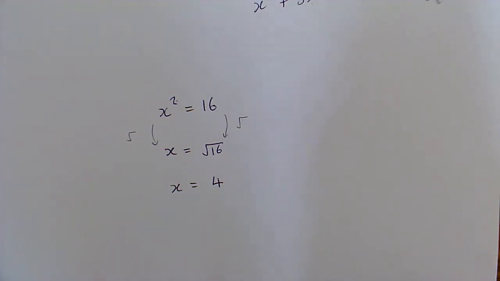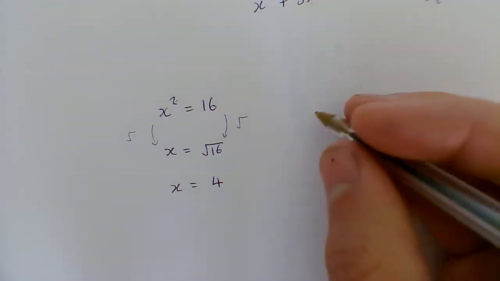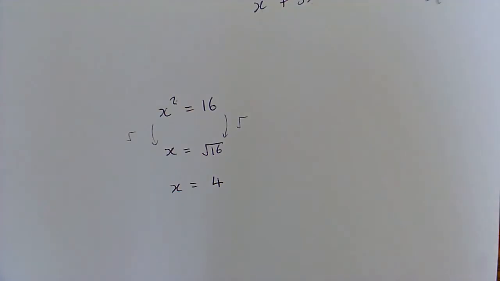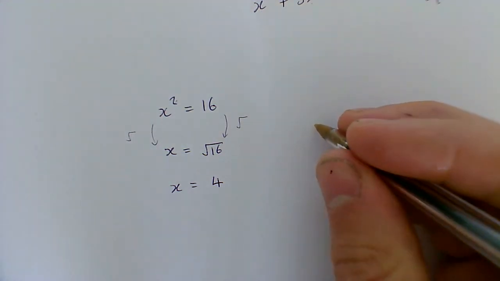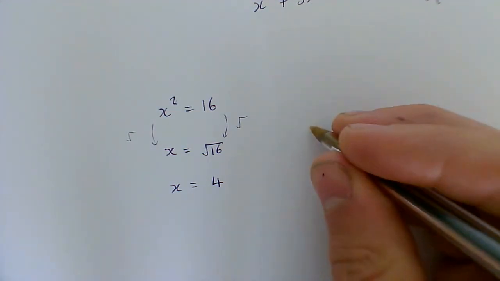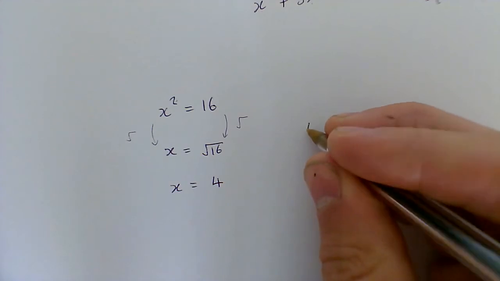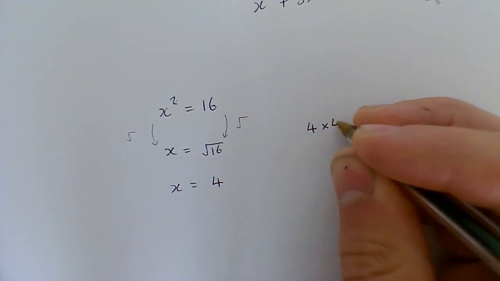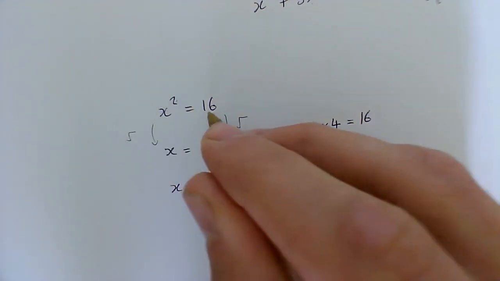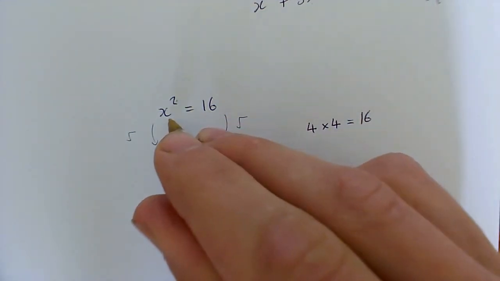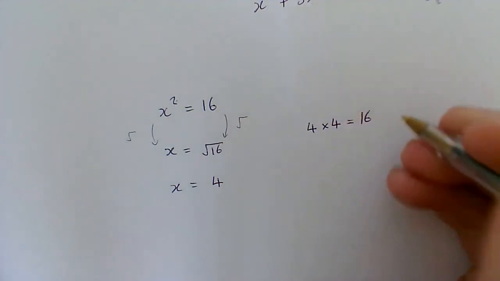Now, don't leave the video quite yet. It is not quite as straightforward as that, unfortunately. And this is why I've held off on showing x squareds in equations up until this point. Because, well, what does x squared mean? Well, having x equals 4 means that 4 times 4 equals 16. That's why 4 squared equals 16. That's why x equaling 4 is a solution.